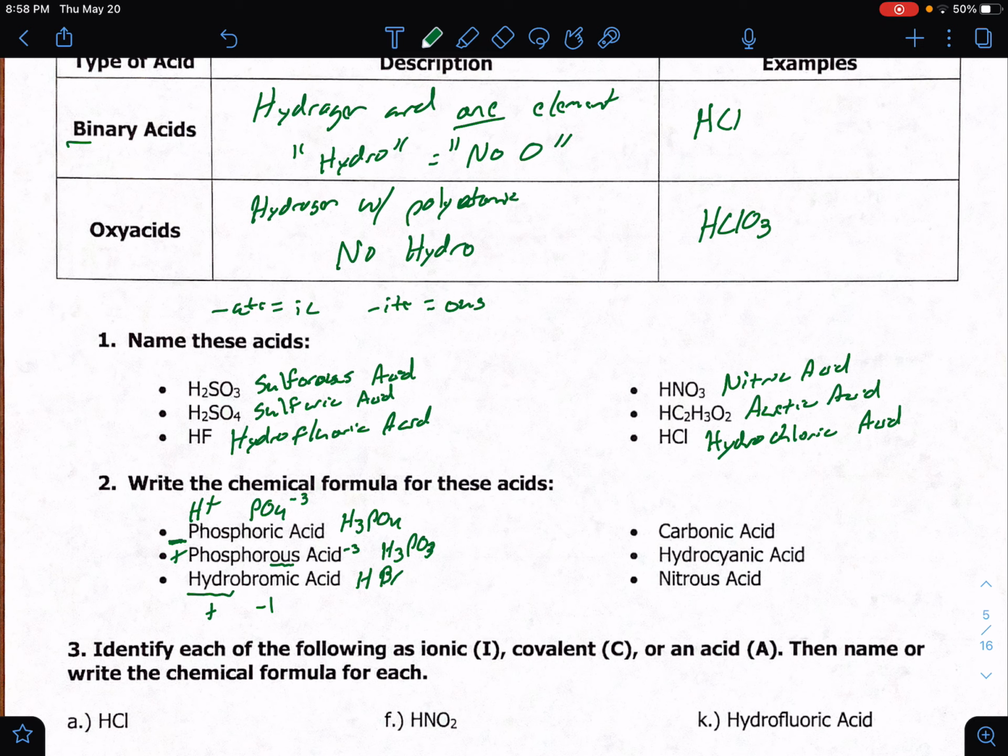Okay, carbonic acid. I don't see hydro, so I know I'm dealing with a polyatomic. Carbonic means carbonate, so this would be H+ and CO3 with a -2. So your correct formula would be H2CO3. Hydrocyanic acid. So this is where you deal with H+, and there's no oxygen present, so this would just be cyanide, CN with a -1. So this would be just HCN. Nitrous acid. That means I'm dealing with nitrite. So that would be H+ and NO2 with a -1. That would be nitrite. So this would be HNO2.